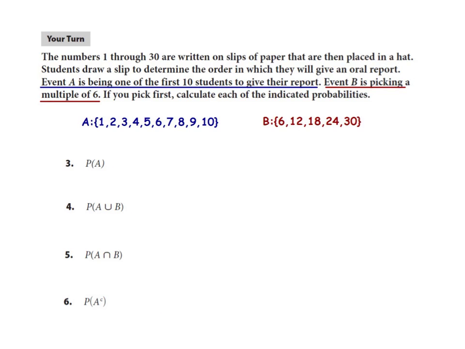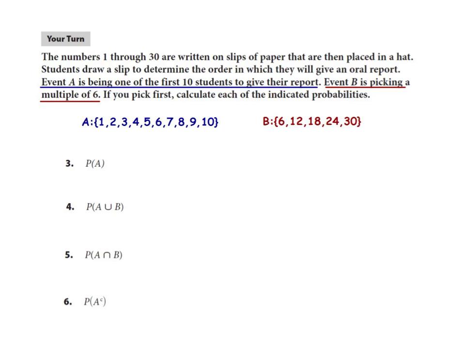All right, one more example. This is actually in your book on page 953. You take the numbers 1 through 30. They're written on slips of paper and they're placed in a hat. Students draw a slip to determine the order in which they give an oral report. You've probably done this in class before. Event A is being one of the first 10 students to give the report. Event B is picking a multiple of 6. If you pick first, calculate each of the indicated probabilities.